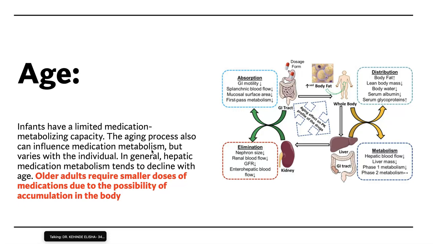So infants have limited medication metabolizing capacity, same as our aging parents. They don't metabolize drugs very well, right? But it varies with the individual. In general, hepatic medication metabolism tends to decline with age. Older adults require smaller doses of medications due to what? The possibility of accumulation in the body.